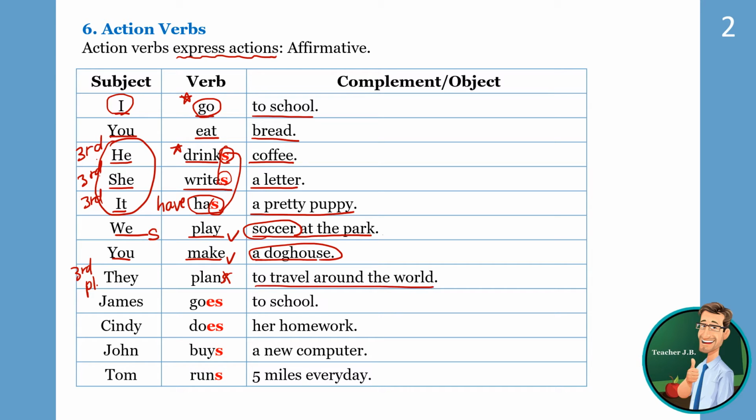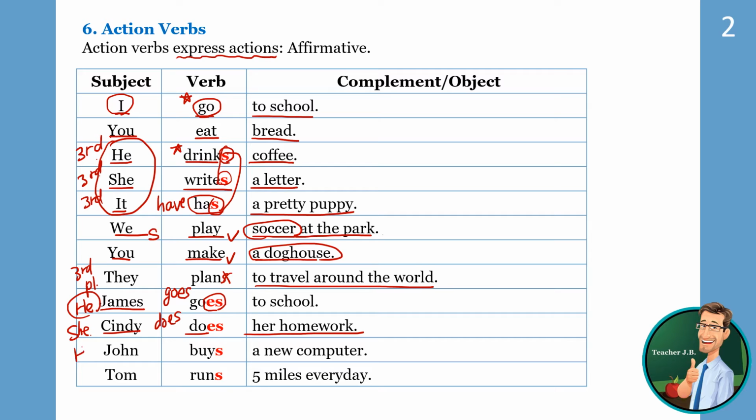This is a complement. James, this is he. So this is the third person singular. So we put ES because of go. We don't just put S, we put ES. James goes to school. Cindy is she. So Cindy does. For do we put ES. Cindy does her homework. So this is the object.